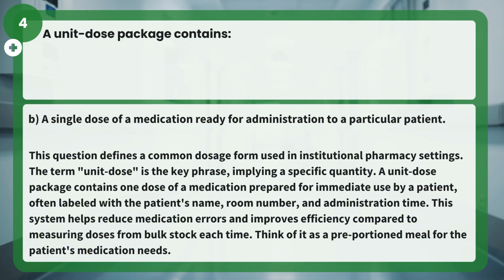Answer: B. A single dose of a medication ready for administration to a particular patient. This question defines a common dosage form used in institutional pharmacy settings. The term unit dose is the key phrase, implying a specific quantity. A unit dose package contains one dose of a medication prepared for immediate use by a patient, often labeled with the patient's name, room number, and administration time. This system helps reduce medication errors and improves efficiency compared to measuring doses from bulk stock each time. Think of it as a pre-portioned meal for the patient's medication needs.